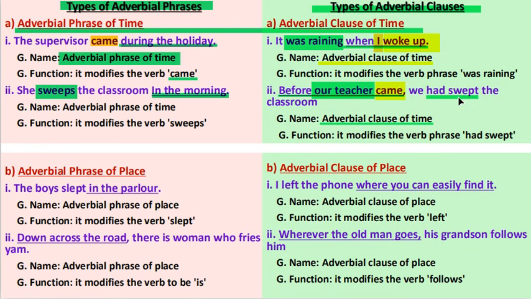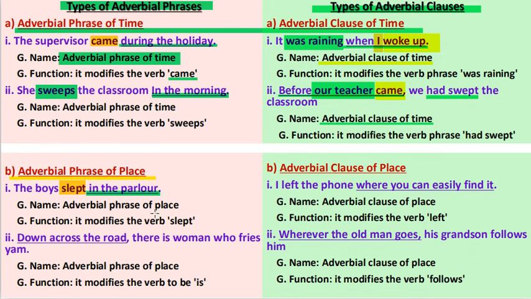Let's come to adverbial phrase of place. This type of adverbial phrase tells us the place, tells us where the verb is done, where the verb is performed. Example, let's see the first example. The boys slept in the parlor. In the parlor is an adverbial phrase of place. That is the grammatical name. And the function, it modifies the verb slept because it tells us where the verb slept took place. It took place in the parlor.